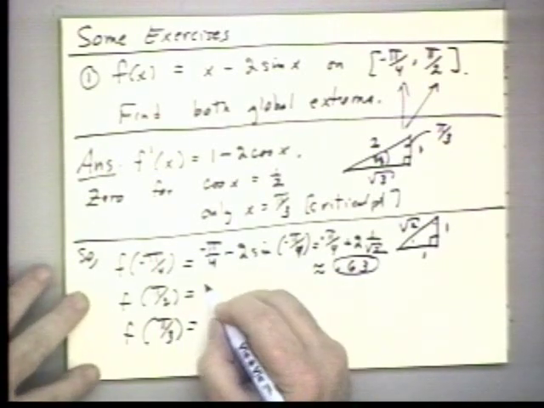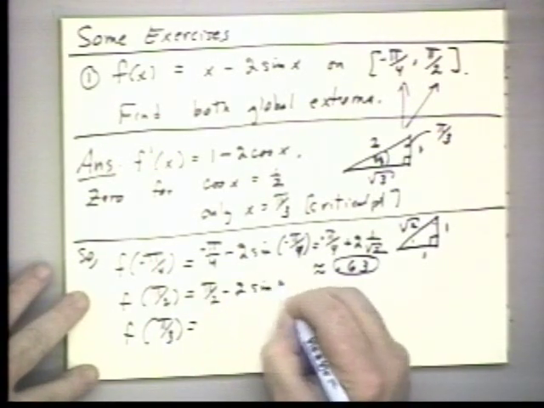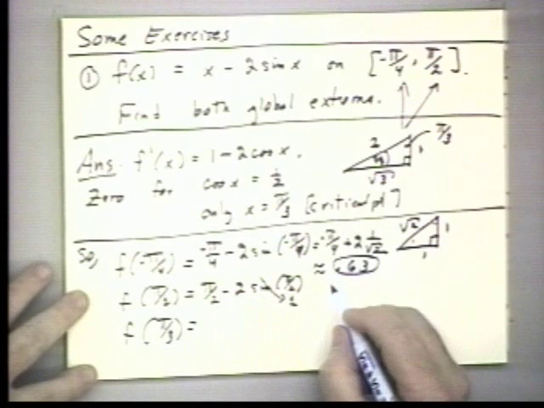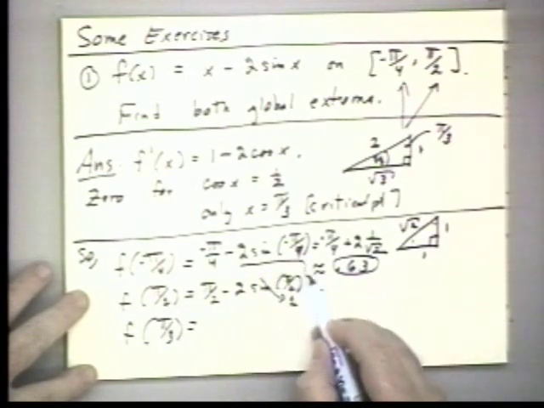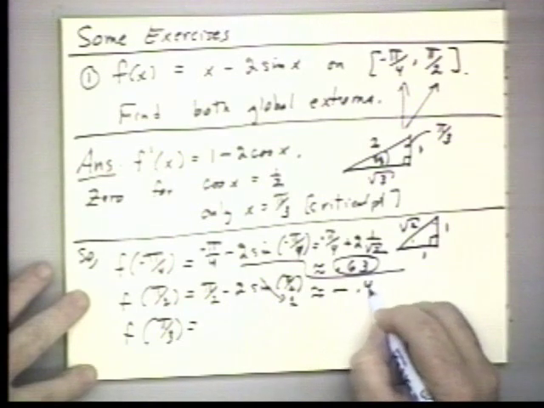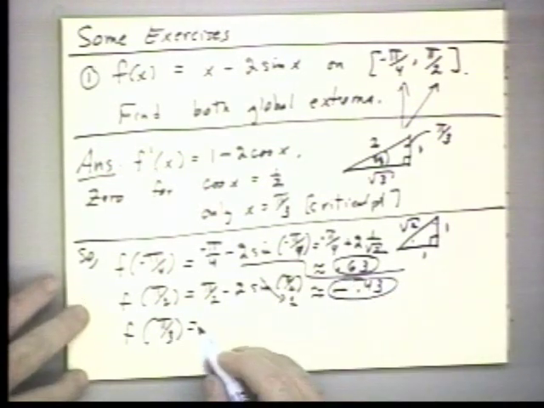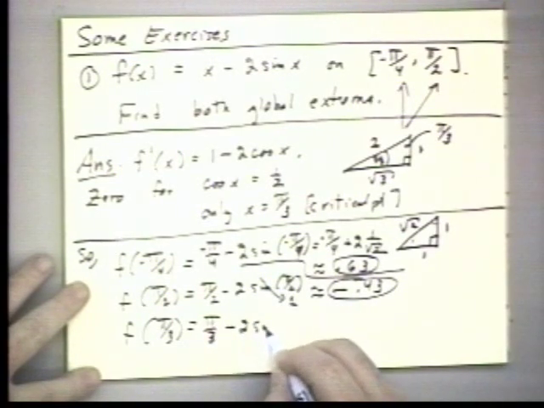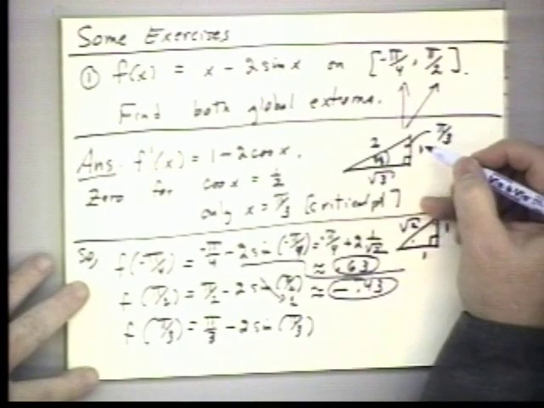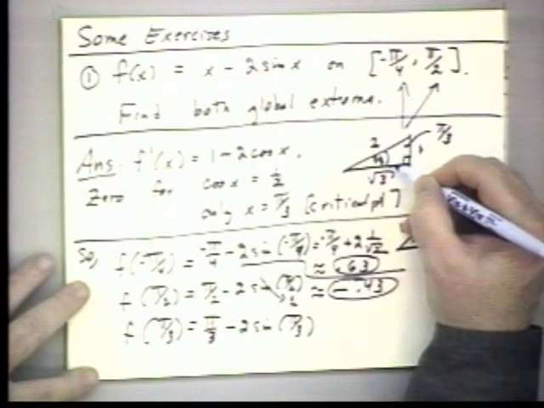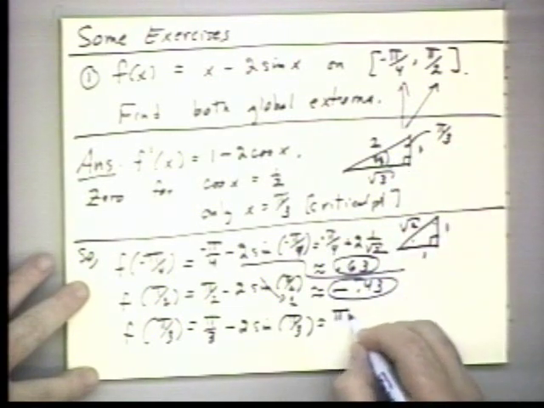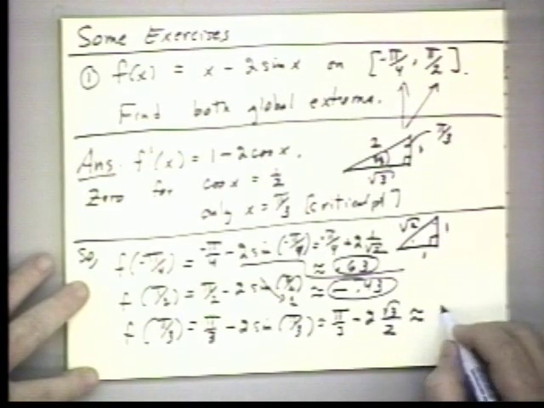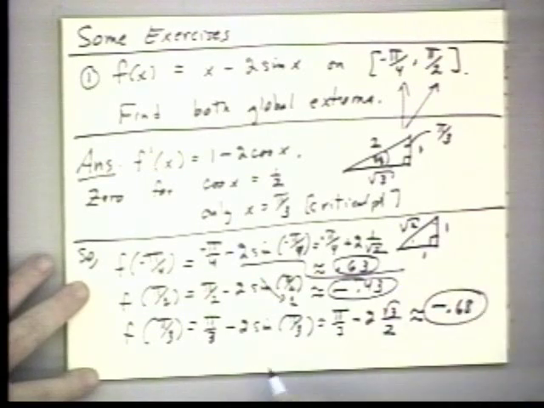For the second one with pi over 2, that's going to be pi over 2 minus 2 sine of pi over 2. Sine of pi over 2, of course, is 1. So this is pi over 2 minus 2. That turns out to be approximately minus 0.43. And finally, for pi over 3, we have pi over 3 minus 2 times the sine of pi over 3. Well, back in this picture, the sine would be the opposite over the hypotenuse. So that's going to be pi over 3 minus 2 times the square root of 3 over 2. And if you simplify this and approximate, you have minus 0.68 approximately.